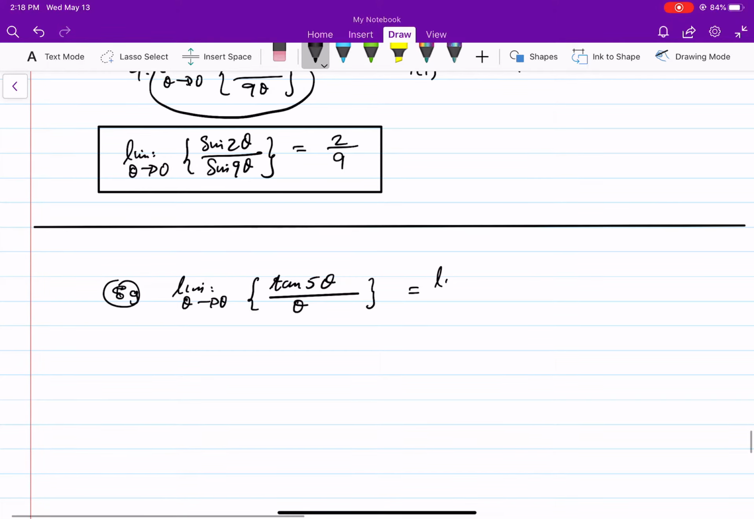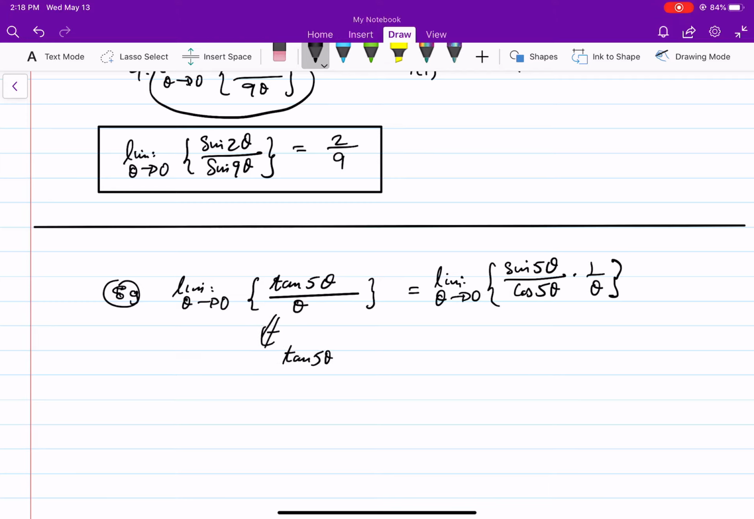So this becomes the limit as theta approaches 0 of sine 5 theta upon cos 5 theta times 1 over theta. Remember, technically this part could have been written as tan 5 theta times 1 over theta, like that. I could have separated it right there. Maybe I should do it that way. Give me a second here. Yeah, let me actually show that.